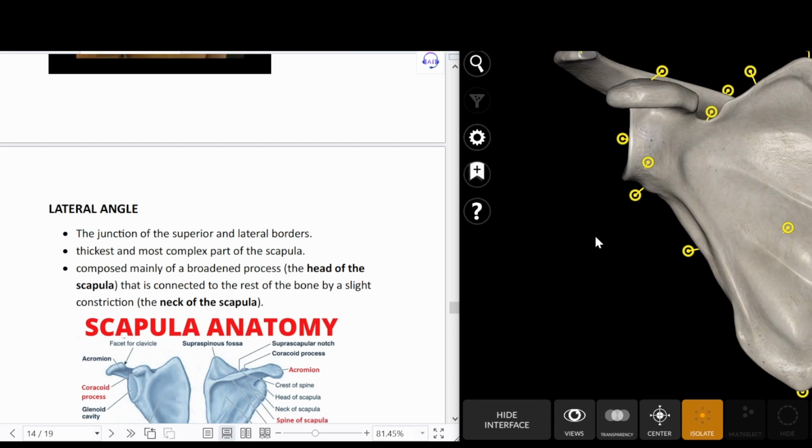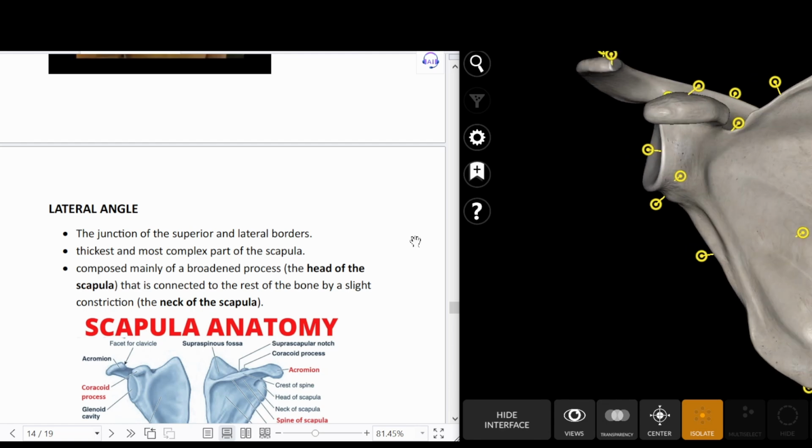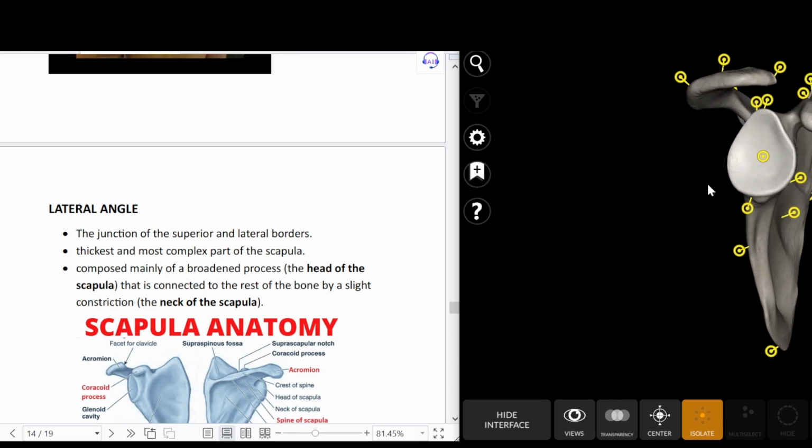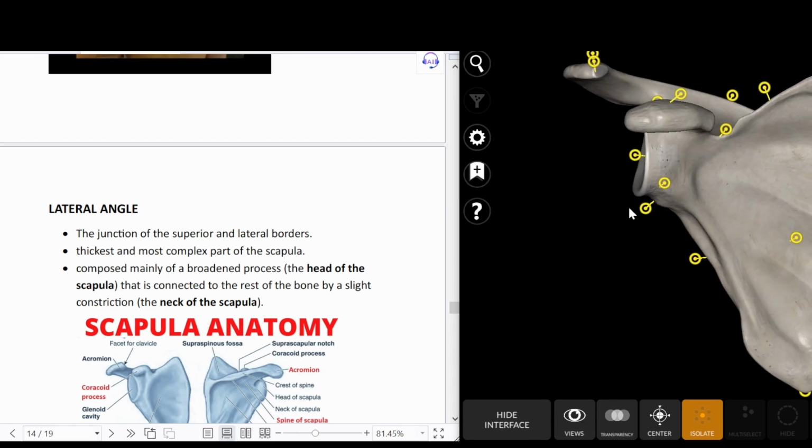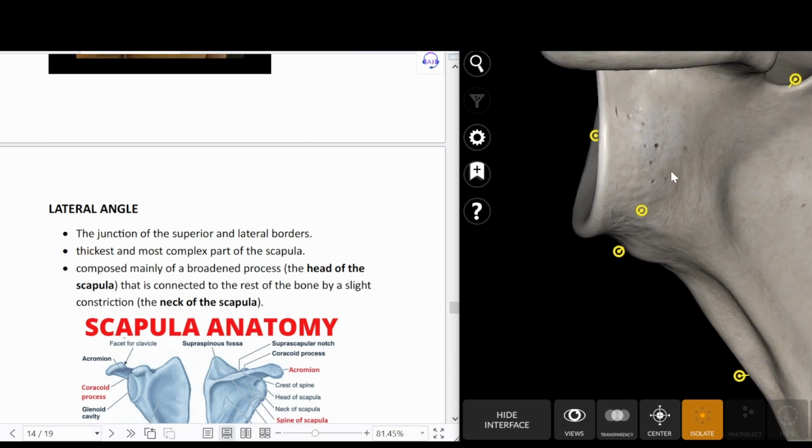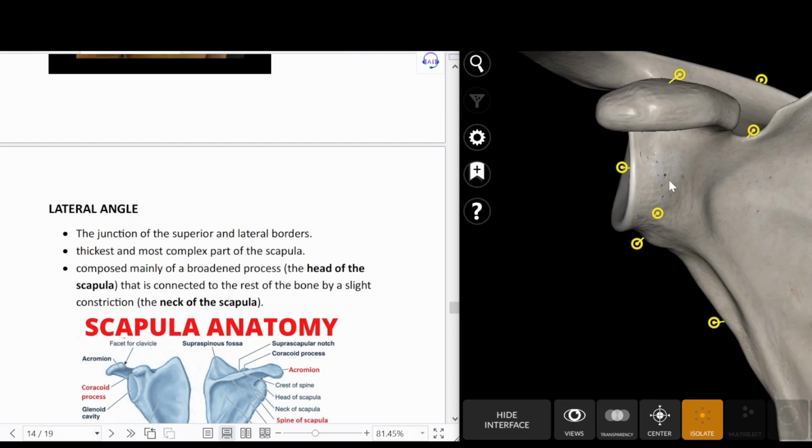So the lateral angle is formed by the junction of the superior and lateral borders. It is the thickest and most complex part of the scapula, mainly composed of a broadened process which is known as the head of the scapula. So this is your head of the scapula.